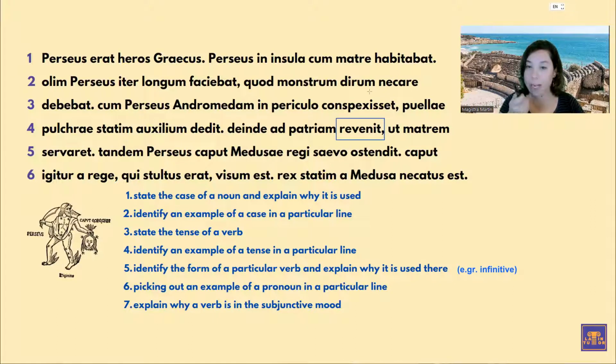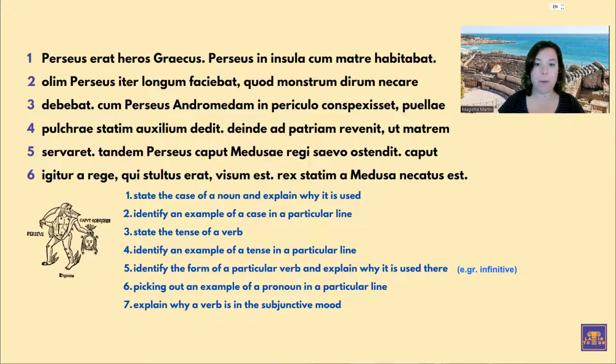Line number 4. State the tense of revenit. Now, that one is a really tricky one, because your exam will not have long and short vowels written in them. So it will be the context mostly that's going to tell you which one it is. I have also read it as revenit. It's a long E. That means it's the perfect one.